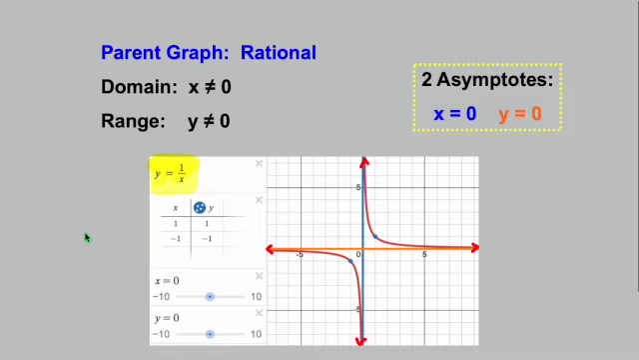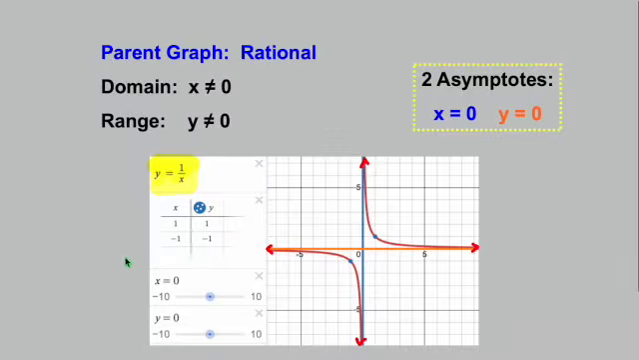And the second type of graph we're going to look at is called a rational function. And it's a little strange, I'm not going to lie here. It introduces the idea of these things called asymptotes. More on that in a moment. But let's go ahead and take a look at it. So the function in this case is 1 over x.